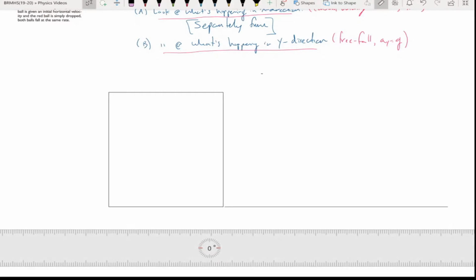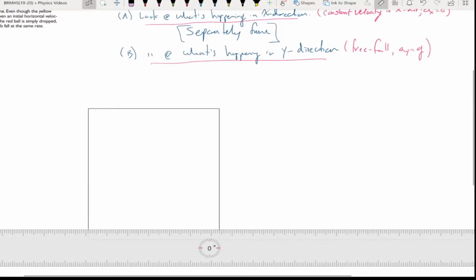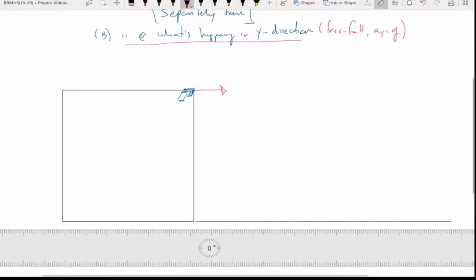All right, and let's, oh, I don't have the Nerf gun. Oh no. Well, let's just draw a little Nerf gun here. It's going to be inside the table, but the chamber is going to be right here, so that the dart can leave this way. All right, so there's the launch velocity of the Nerf gun. Okay, so this is an example of a horizontally launched projectile.